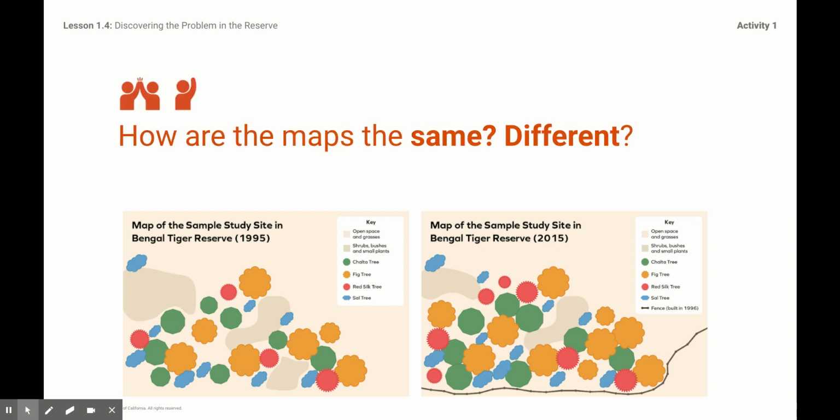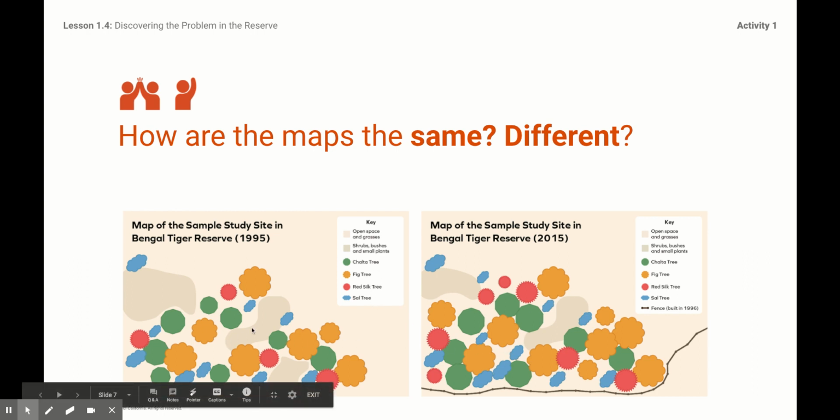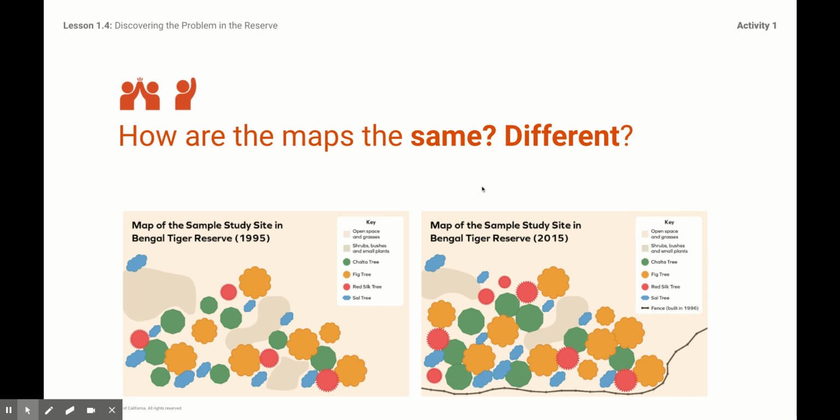So, first things first, we need to look at these two maps and think to ourselves, how are the maps the same? So, one thing that I might jot down over here is I can say they are the same because they're the same study site. Or I can say they have the same trees in the areas. And one way that they are different is I can already see from just looking at it, one looks like it's filled with trees and bushes, and the other one looks a little sparse, like there's not a lot of trees in this area. So that's something I can write down as a difference on this slide.